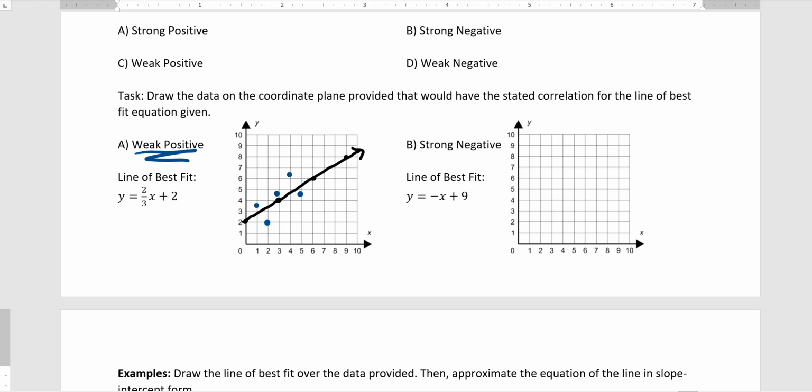You can see where they got the line of best fit from, but at that same time, we're not too confident in it. So that would be the data I would give for this line of best fit. It's definitely weak, positive, over that line of best fit. Why don't you try letter B? Go ahead and pause the video, try letter B, and we'll check that together.